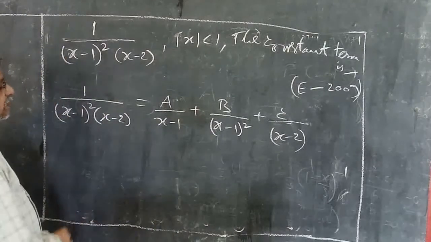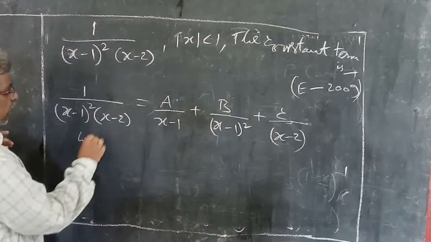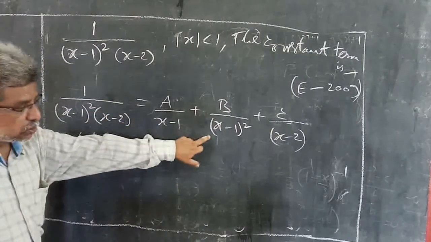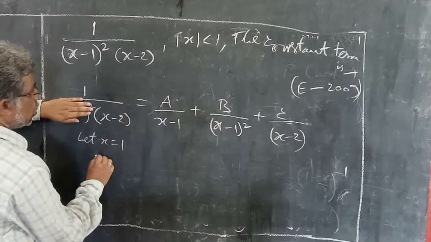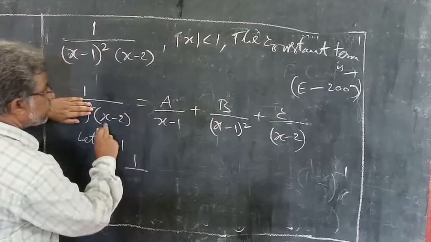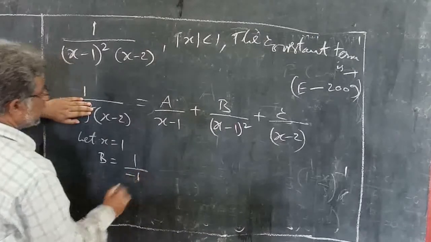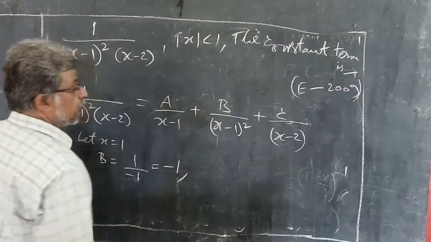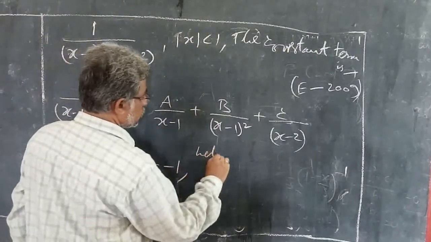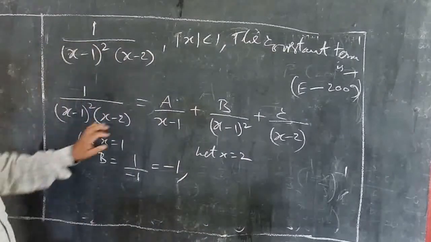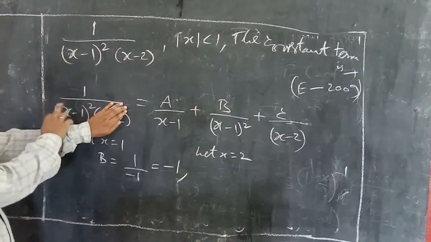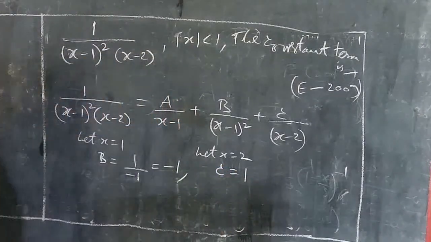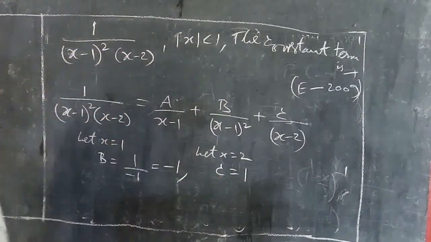For finding A, B, C values, let x equal to 1 and close this, it gives you the B value because of the whole square. So B is equal to 1 by 1 minus 2, which becomes minus 1. B is minus 1. And for finding the C value, let x equal to 2 in this expansion. Close this, substitute x equal to 2 here. 1 by (2 minus 1) whole square, 1 by 1 is 1. So C is 1. So we got the B value and C value. What more do we need? The A value.